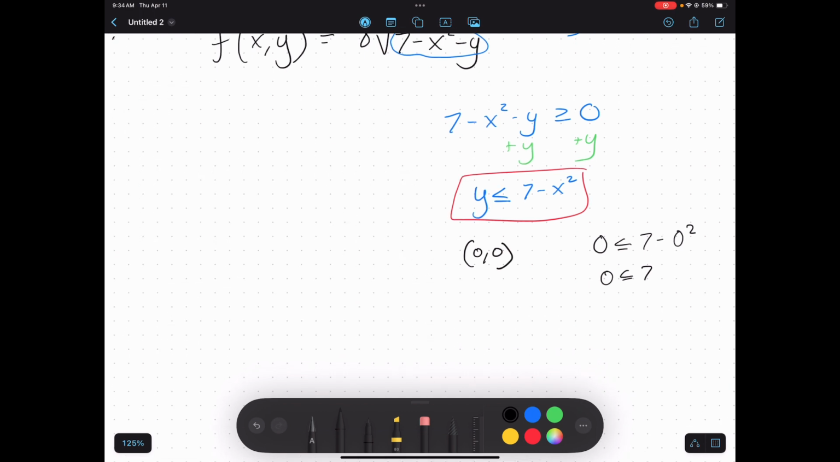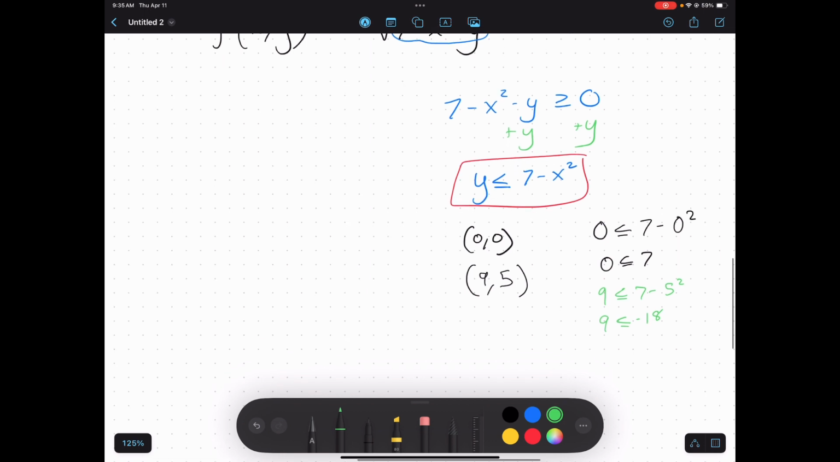If I pick a different one, let's pick 9 and 5. If I try this point, 9 is less than or equal to 7 minus 5 squared. Well, what do I get? I get 9 is less than or equal to negative 18, which is obviously not true. So 9, 5 would not be a part of my domain.